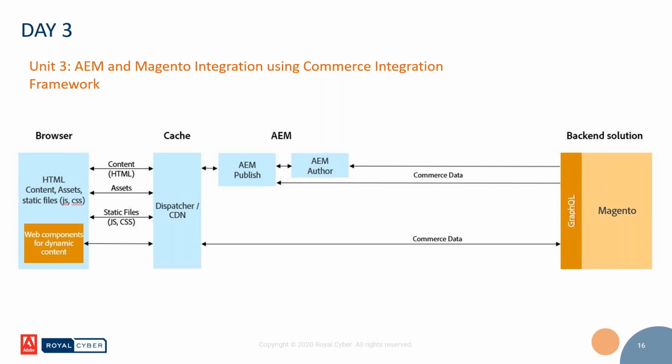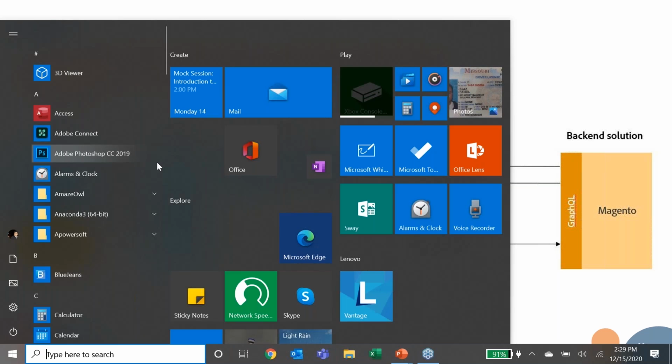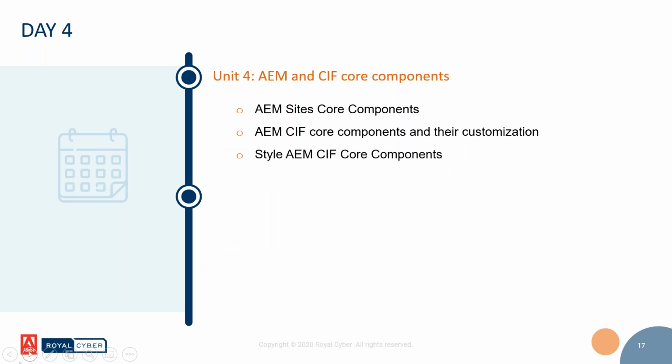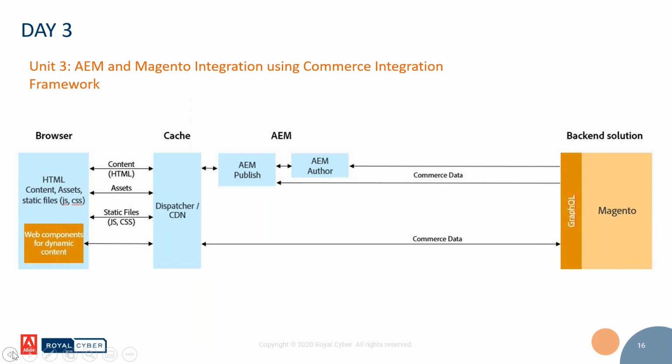So the first thing is that Magento will be backed by GraphQL, and we will be utilizing GraphQL APIs from our AEM. Starting from the left now, the browser connects with the dispatcher, the dispatcher connects with the publisher, and then the publisher finally connects with the author. Author is an AEM instance where content authors are going to create the content.